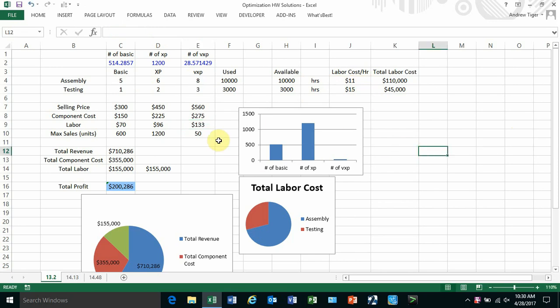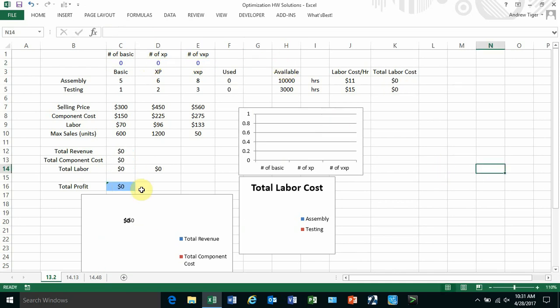So I think I did this differently in the class, but this is what the per unit labor cost is, per unit component cost, and then these are the selling prices. We do have a maximum sales. So when you solve this problem, let's start from the beginning, and we're trying to maximize our profit. Total revenue minus my cost minus my labor cost. And I cannot exceed my available hours.